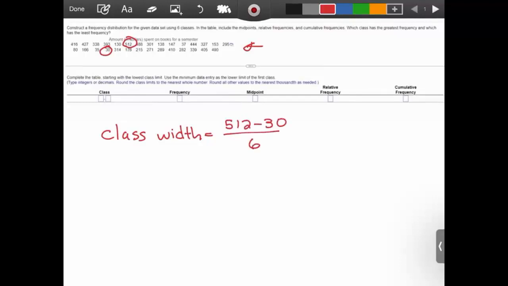And one quick note, whatever number we get here, we're going to want to round up at the end because we need it to be an integer, a whole number, and we need it to be at least this number. So in other words, if we get an answer like 40.1, we'd round it up to 41. Or if we get an answer like 37.2, we would round it up to 38. I hope that makes sense. Let's do this example. So here, 512 minus 30 divided by 6.